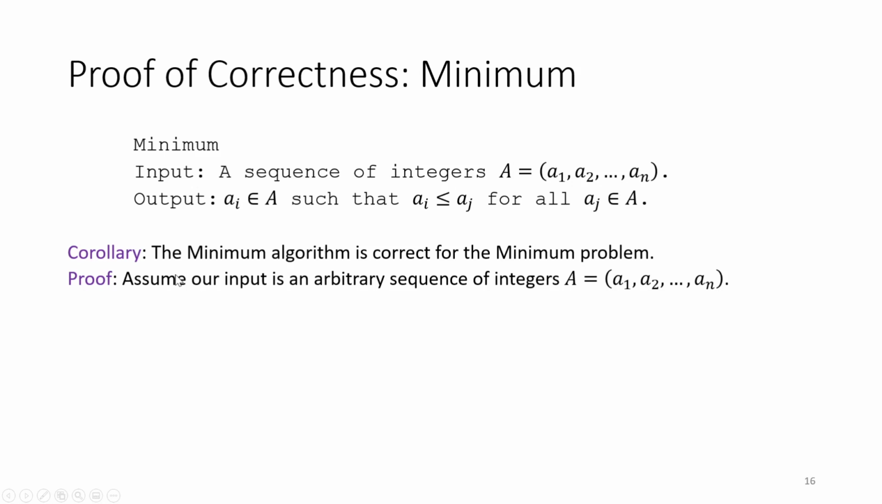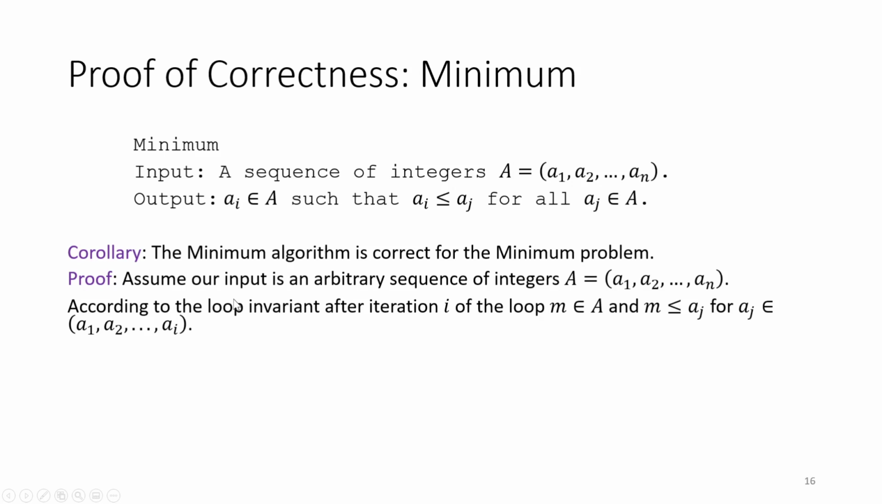Now, for this to be a corollary, we need to rely on that theorem we just proved, the proof of the loop invariant. So here I'm going to pull out that loop invariant theorem. The whole purpose of proving a theorem like that is to now use it somewhere else. Okay. So according to the loop invariant, what do we know? We know that after iteration I of our loop in the minimum algorithm, m is an element of A and it's less than the first I elements.